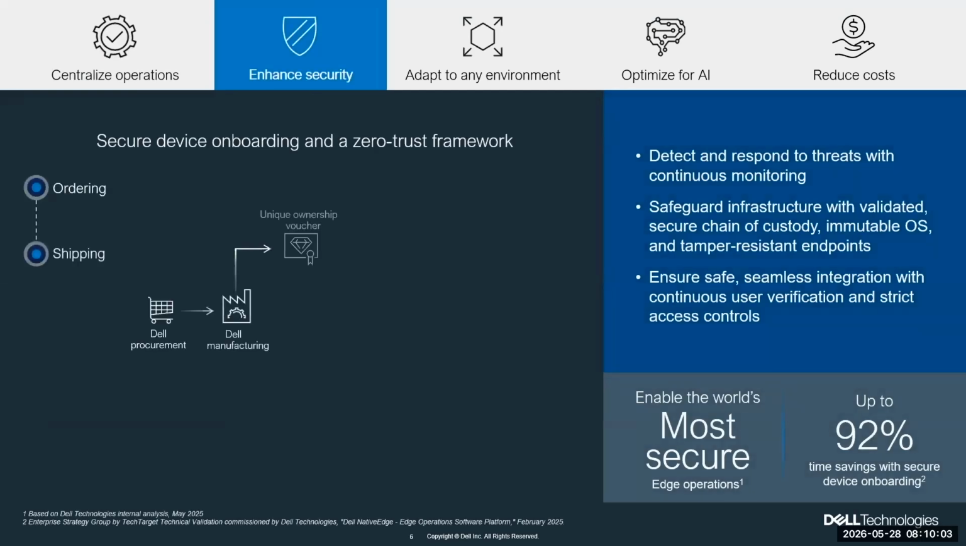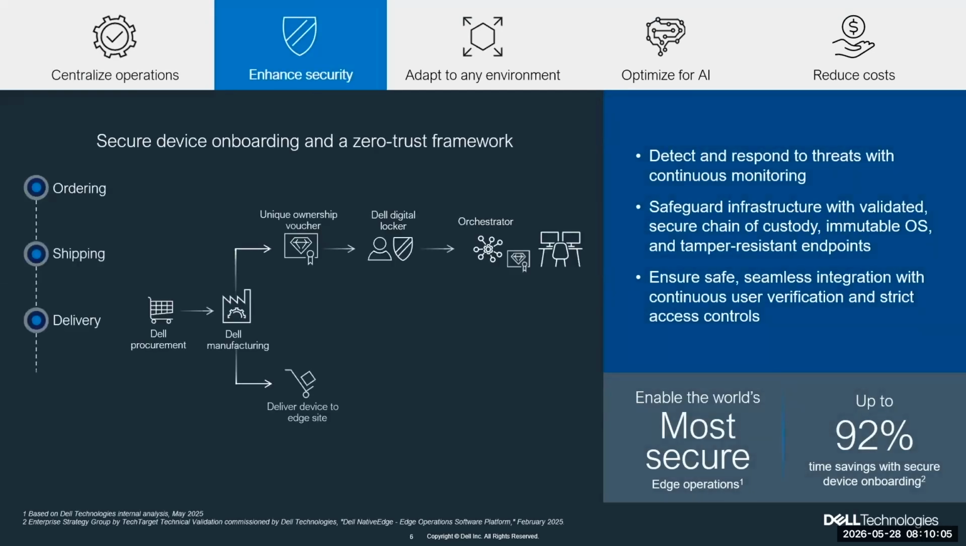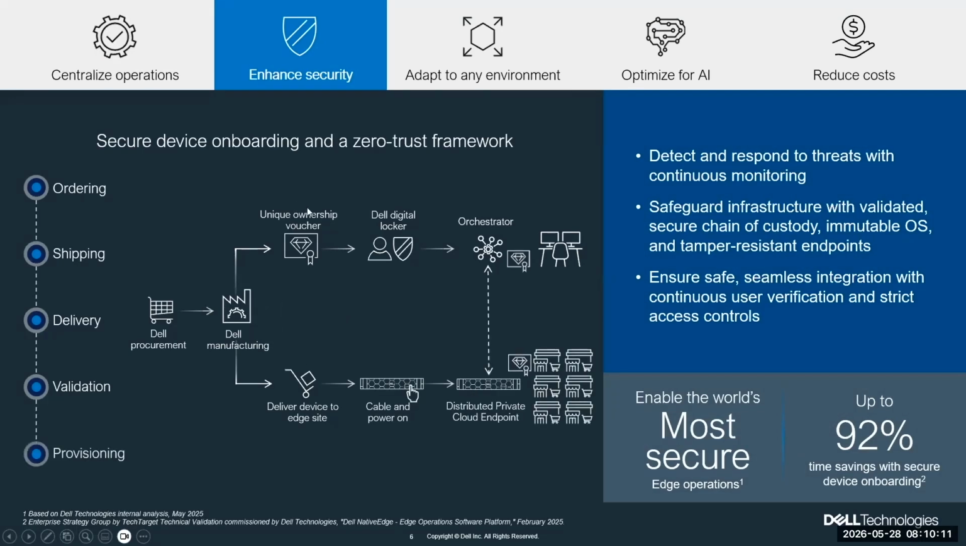So we talked a little bit about that secure device onboarding and that zero trust framework. What I want to call out here is this is a nice diagram to show exactly how that is working. So we embed a unique ownership voucher on the TPM of these devices as they leave the Dell manufacturing sites. You can then drop ship them to the needed location. That unique ownership voucher is also loaded into that centralized orchestrator, that management plane.